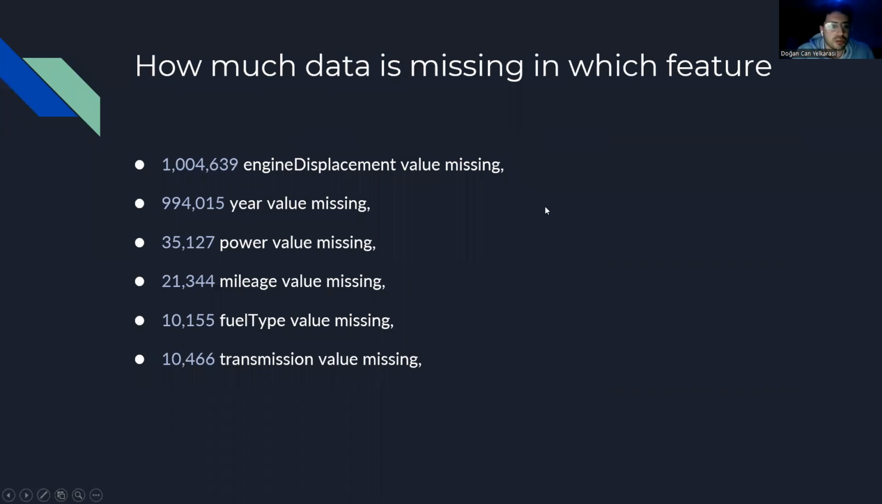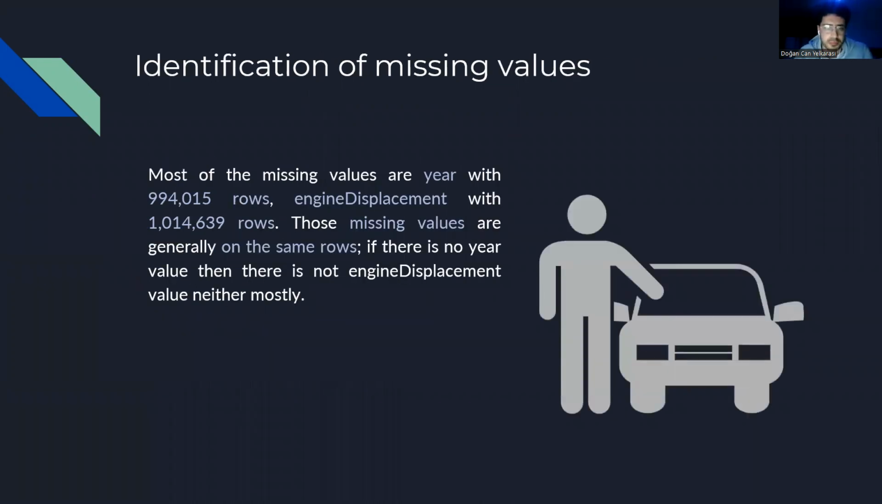These are missing values. As you can see, 1 million engine displacement values are missing. Next slide. The missing values are year and engine displacement values, about 1 million data points. These missing values are usually on the same lines. If there is no year value, the engine displacement value is mostly absent too.